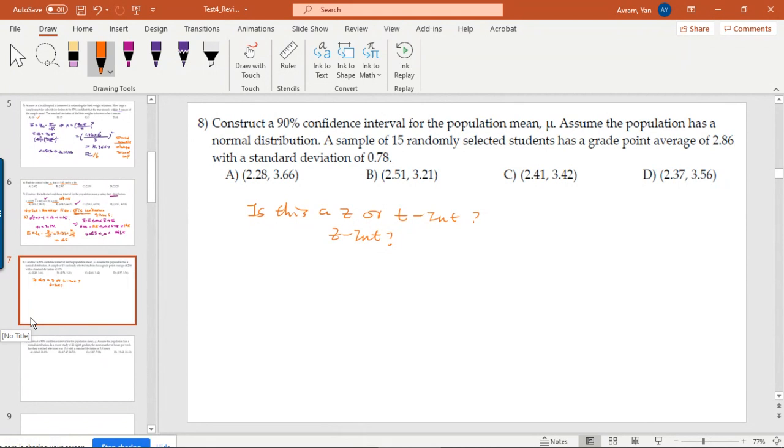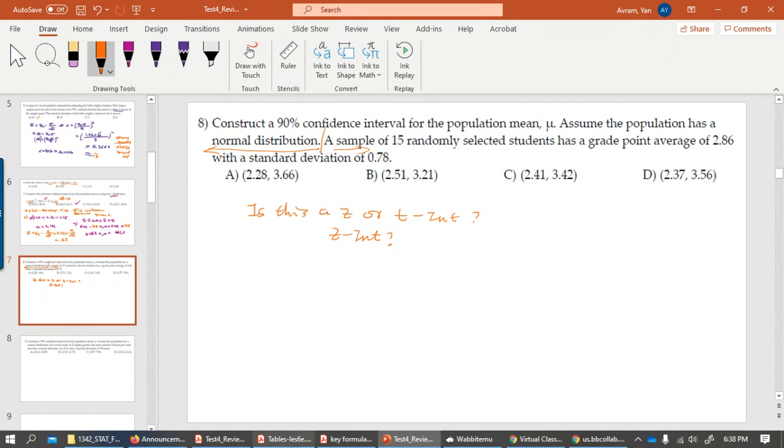The first sentences, up to assuming the population has a normal distribution, don't tell you, so you cannot identify Z or T from them. The key here is the last sentence. This one is the key to identify Z or T: a sample of 15 randomly selected students has a grade point average of 2.86 with a standard deviation of 0.78. This is the sentence you use to identify Z or T.